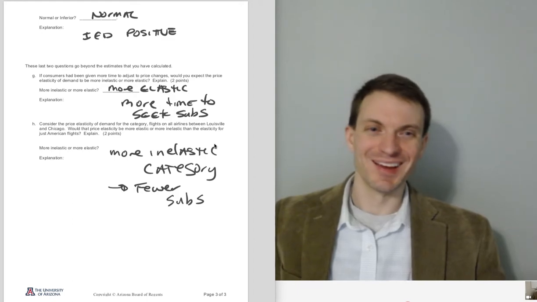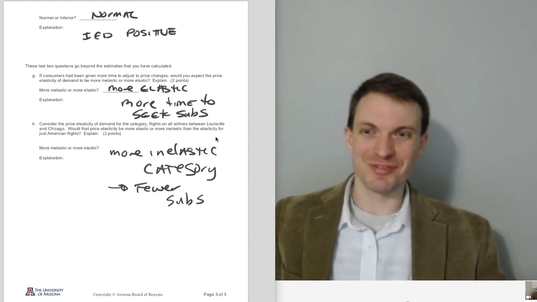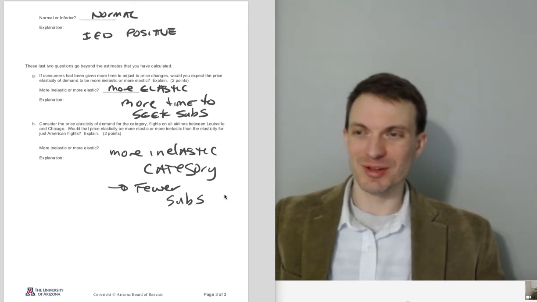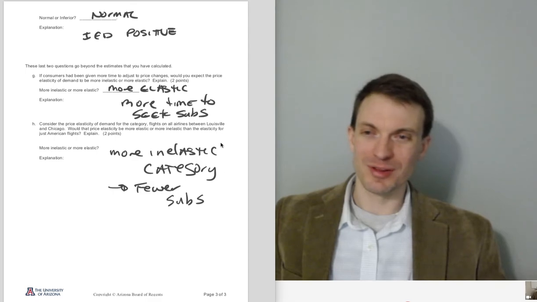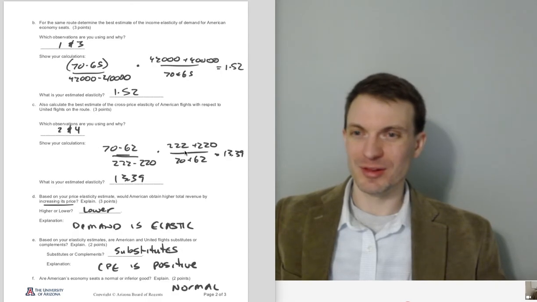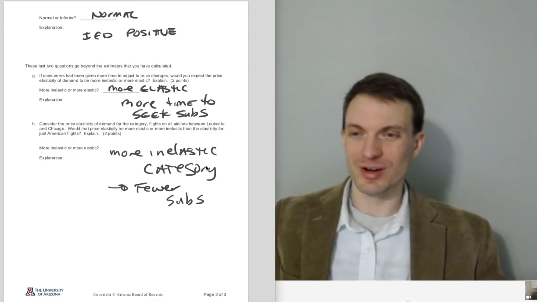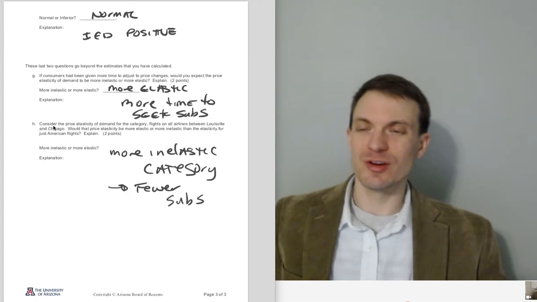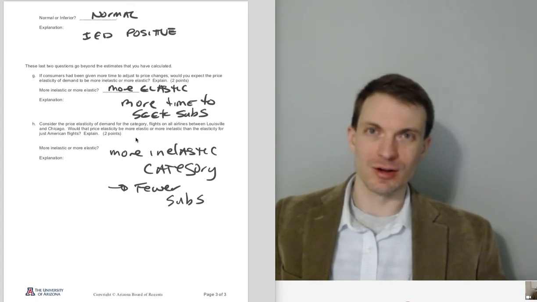I also like the Las Vegas example, because you start off with Las Vegas, Nevada, and then you think about what if I'm thinking about Las Vegas, New Mexico? Well, very different. Okay. Cross price elasticity of demand, or consider the price elasticity of demand for the category.